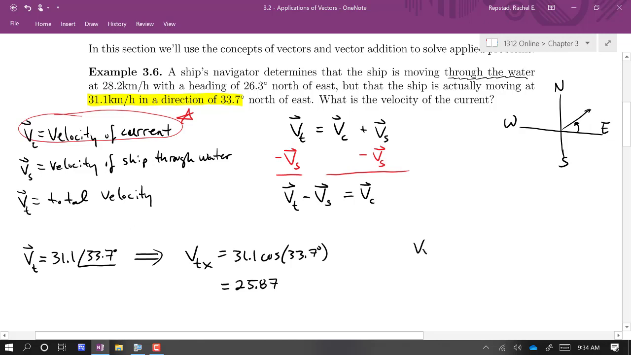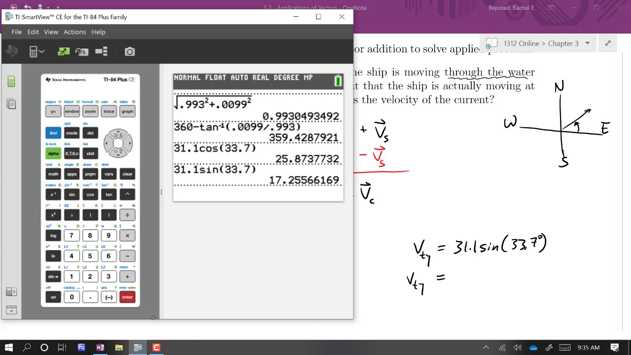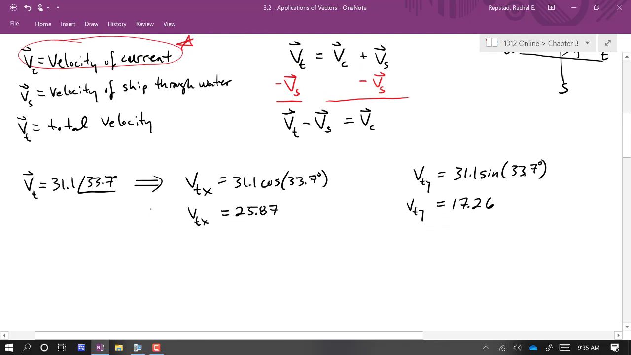And VTY is magnitude times sine. Oops, sine of 33.7 degrees. So that is 17.26. Okay.